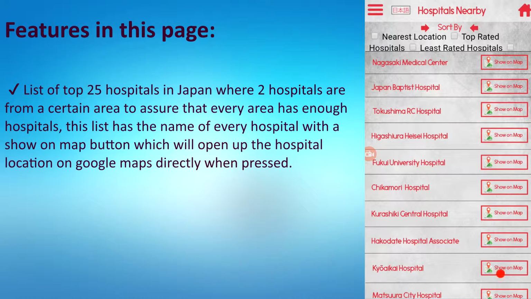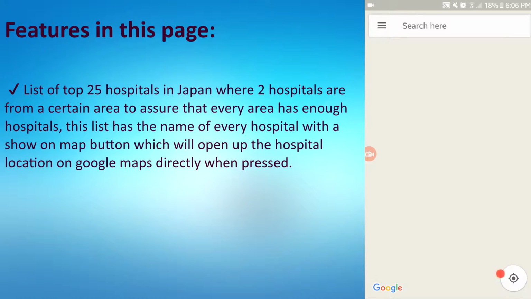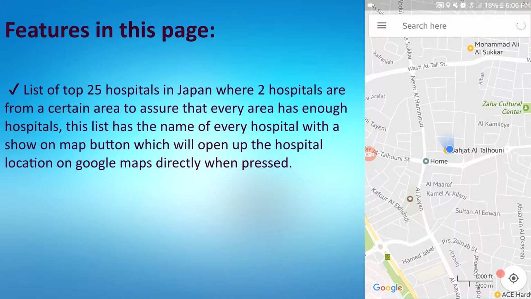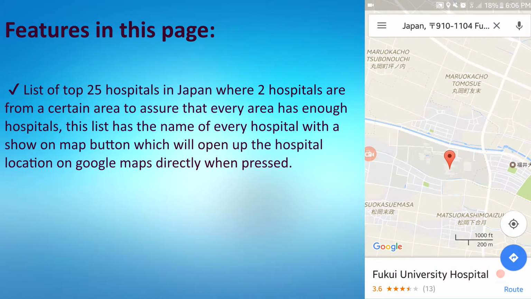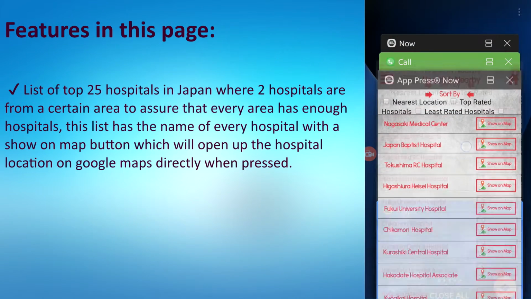So let's go ahead and test it. For example, we're gonna press on the Fukui University Hospital. We press show on map. It's gonna direct us to Google Maps, and it's gonna take 1 minute to load now, which is gonna show us the Fukui University Hospital with the call feature, save, share, and website, and everything related to it.